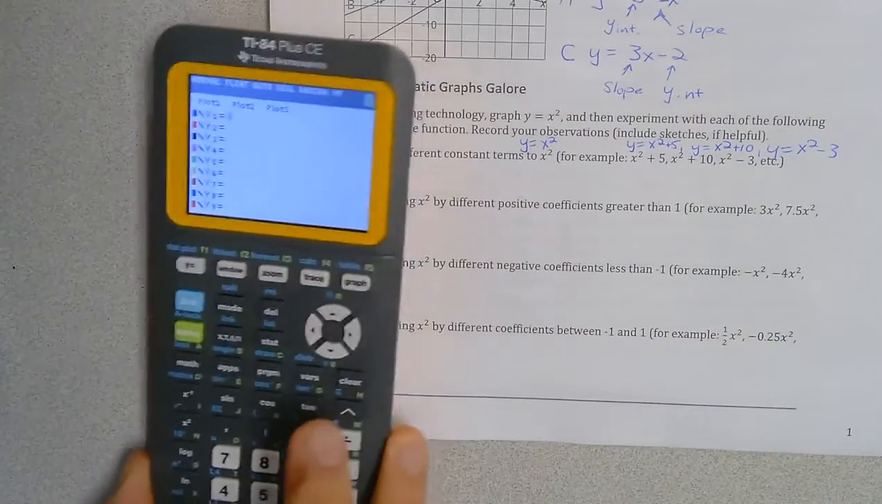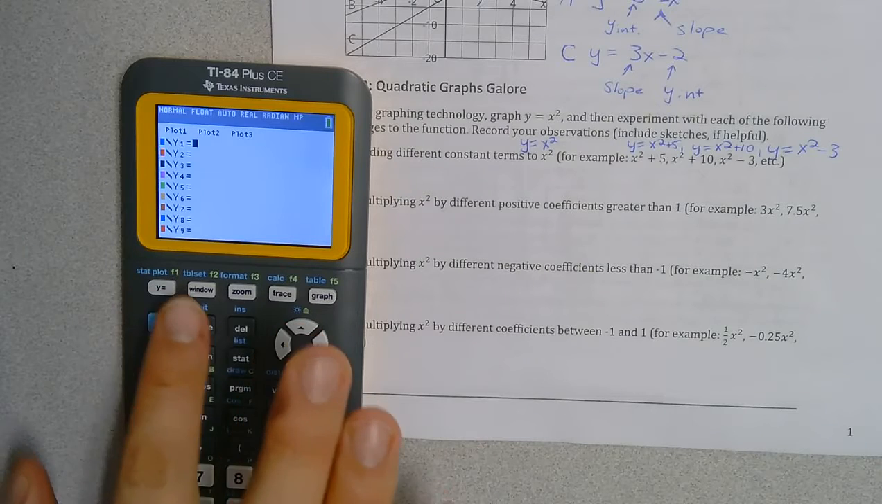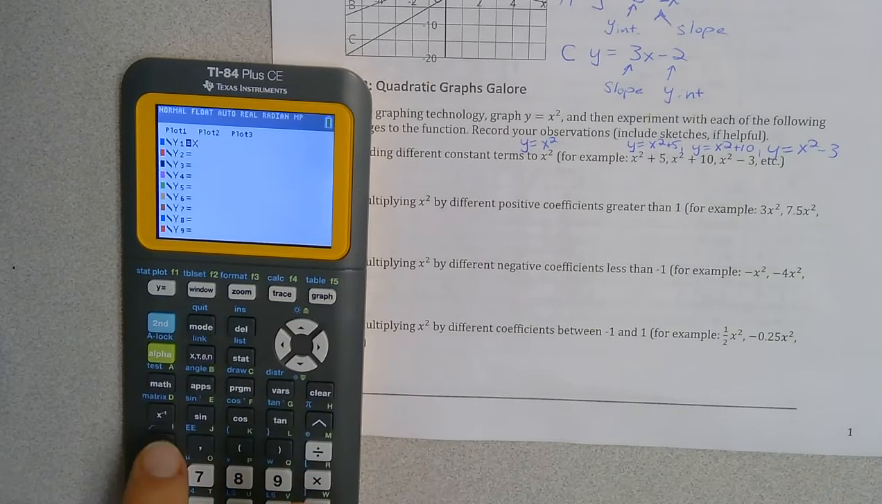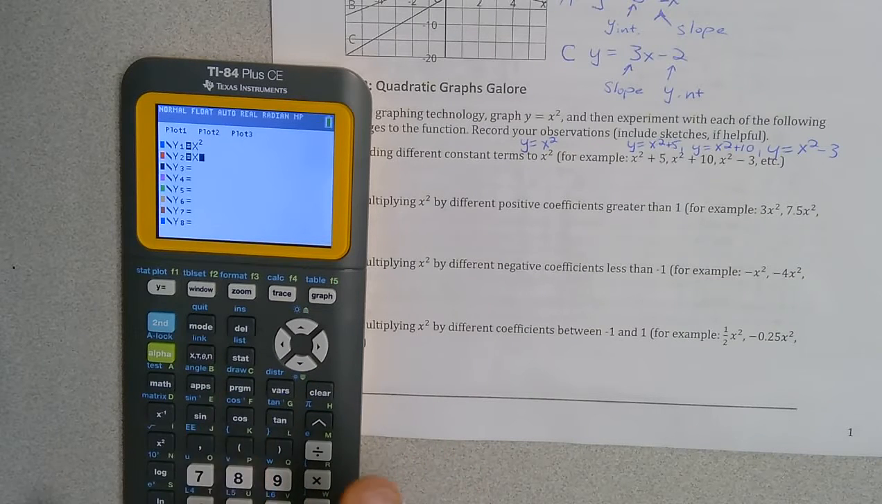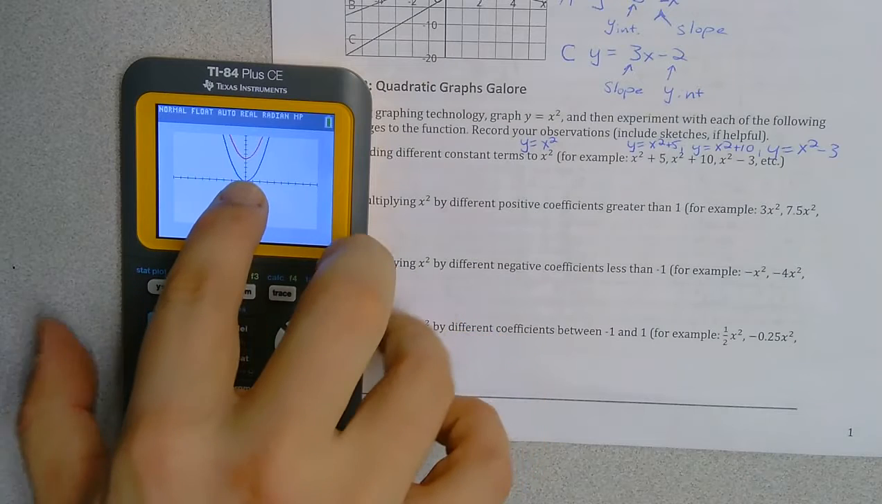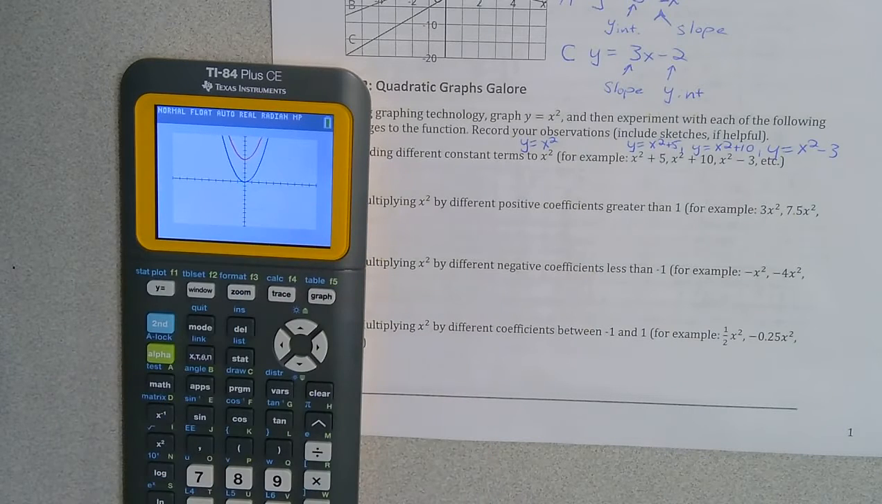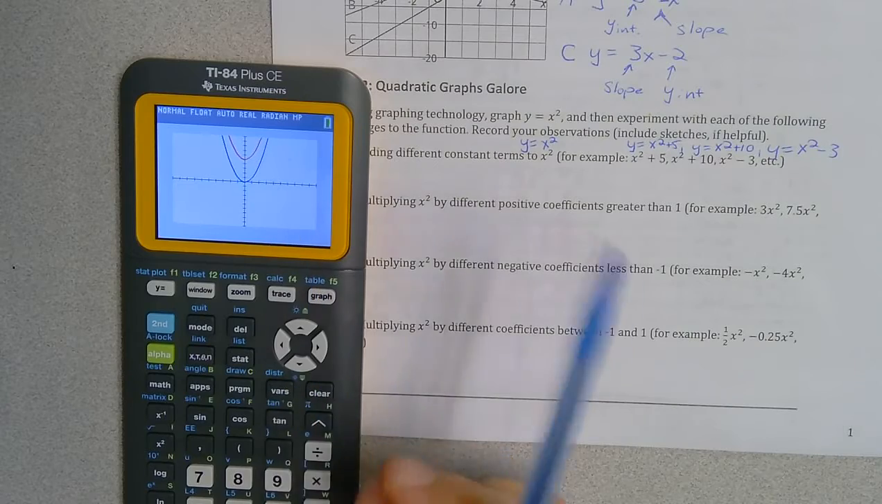I'm not going to graph all at once. I'm going to graph just a couple at a time and see if I can see some patterns. I press y equals to get there, and then we have x squared, and also y equals x squared plus 5. Then I graph. Now I notice that the parent function y equals x squared is there, and the graph of y equals x squared plus 5 went up 1, 2, 3, 4, 5. Visually, it looks like the graph up here got skinnier.